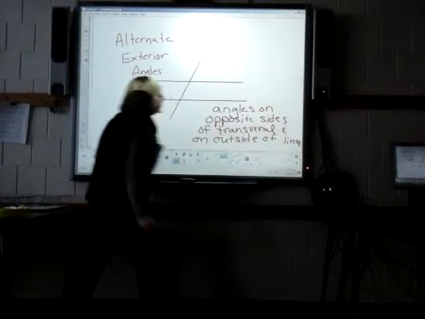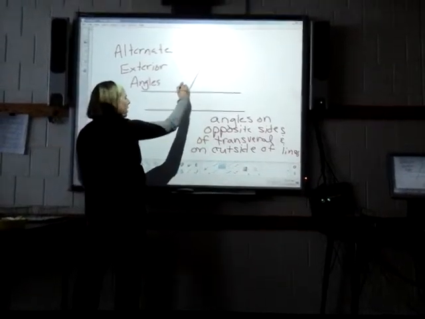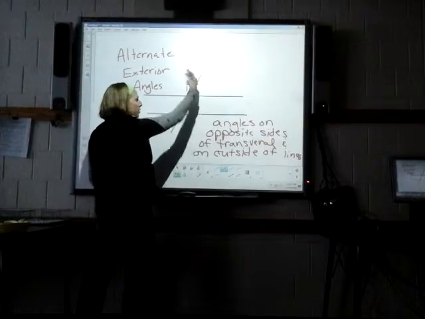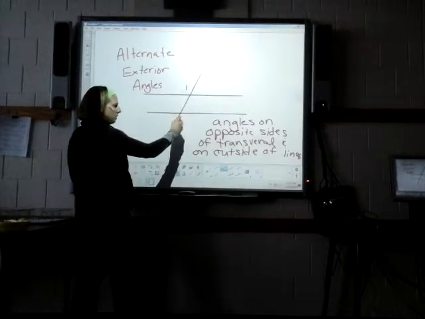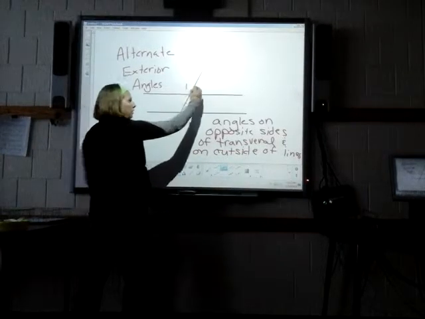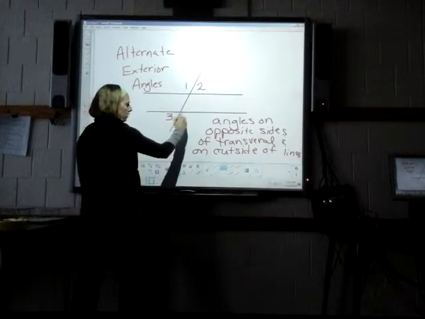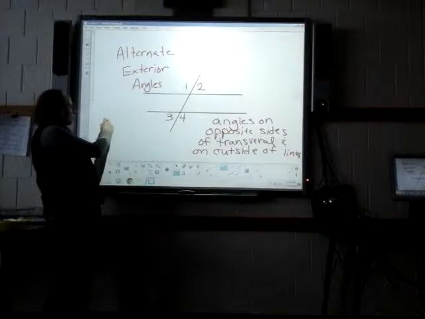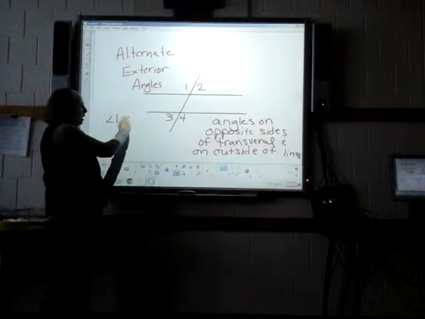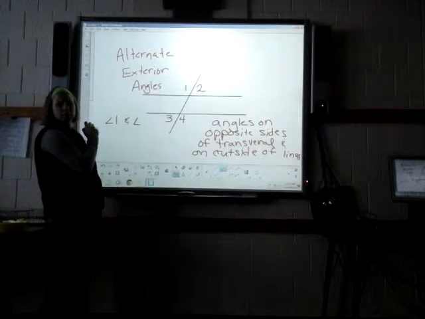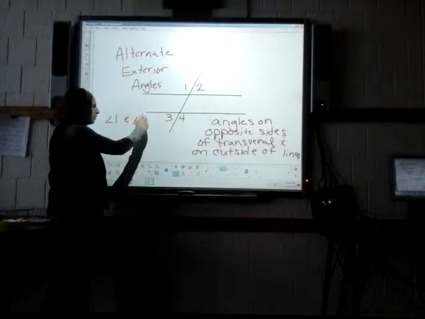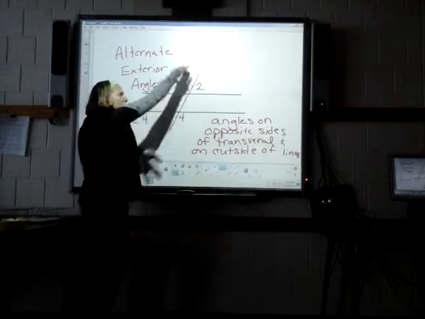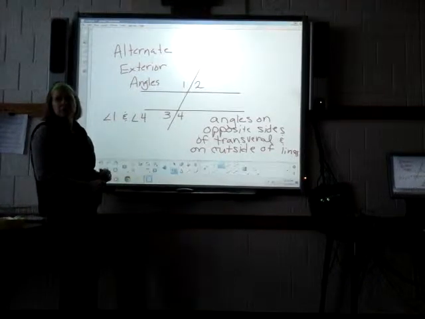Of the lines. Okay? So if I have angle 1 right here, it is outside the two parallel lines, or the two lines, and its alternate exterior angle would be what numbered angle? Angle 1 and angle, what is it? 4. These two angles are on opposite sides of the transversal, on the outside of the two lines that the transversal is cutting through.